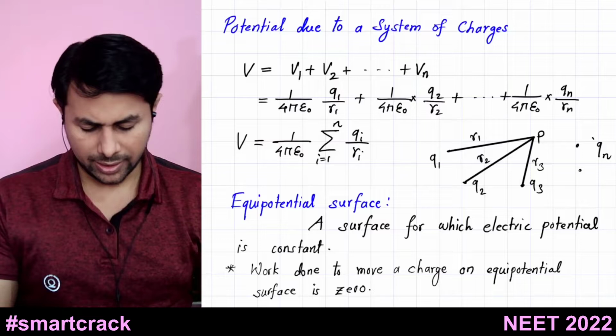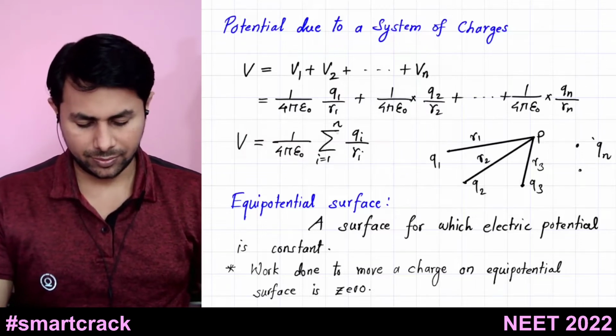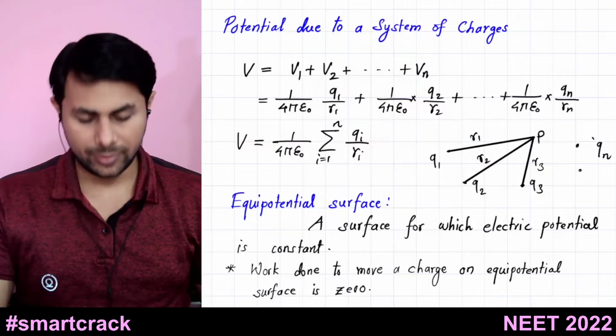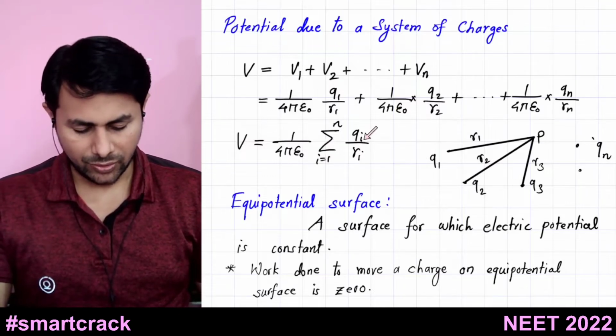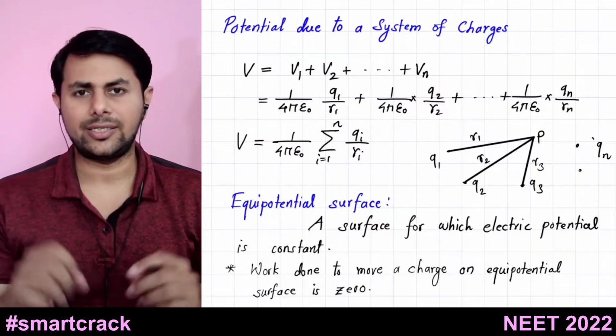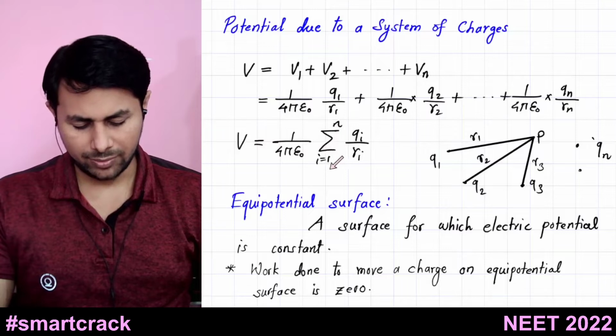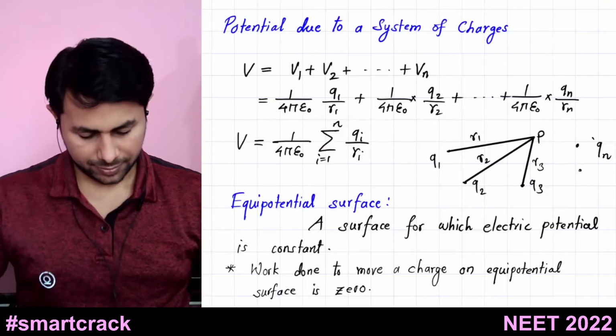Okay, and then that potential can be given as 1 over 4 pi epsilon naught into, we can write it in this compact form, summation of qi upon ri. qi is the ith charge and ri is the distance of that point from the ith charge. Okay, and the summation goes from i equals 1 to n.